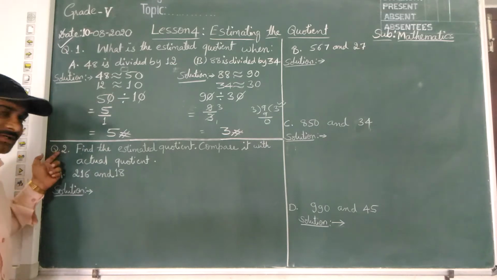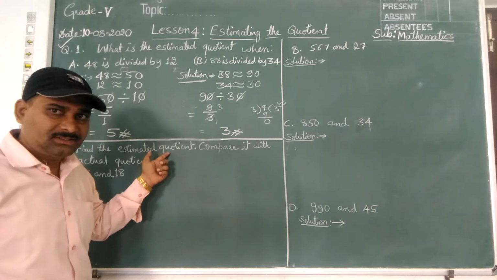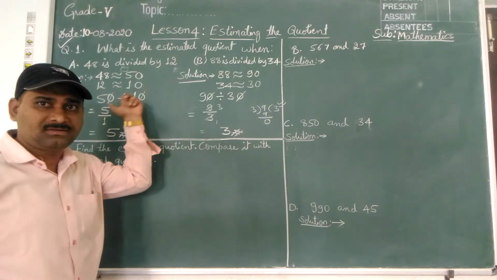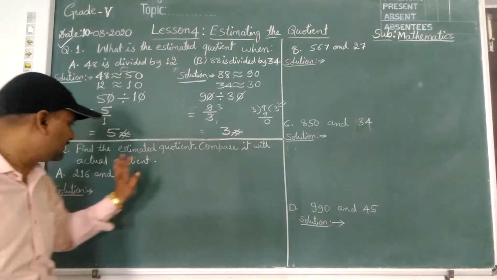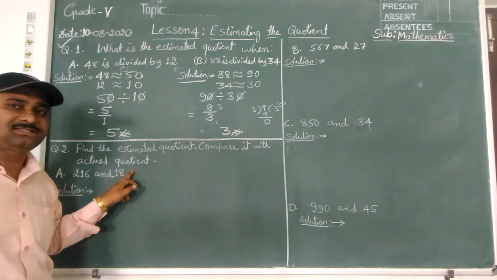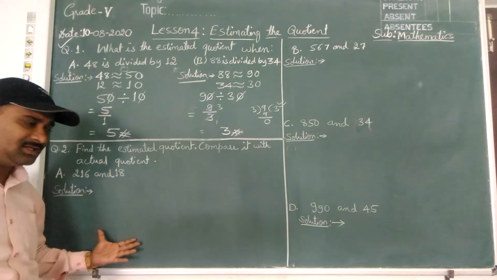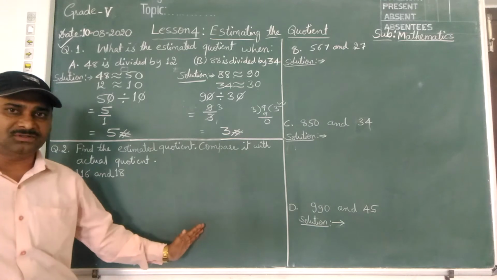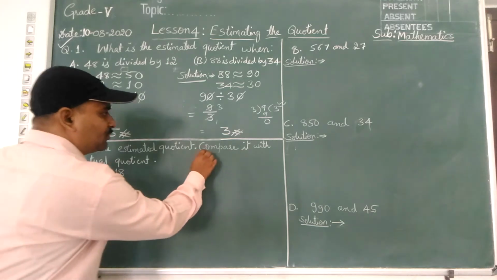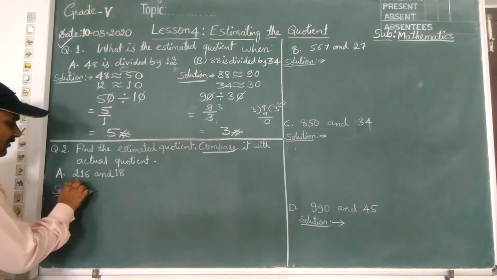Second question here, children. Find the estimated quotient. How? Like we just did. And also compare it with the actual quotient. This is extra work we are doing other than this. Means we should find out the estimated and we should find out the actual. We should subtract both, means we should find the difference to compare. Okay. What is the question?